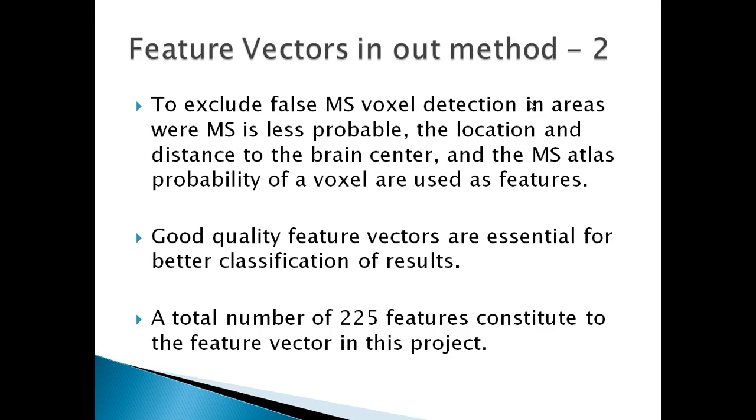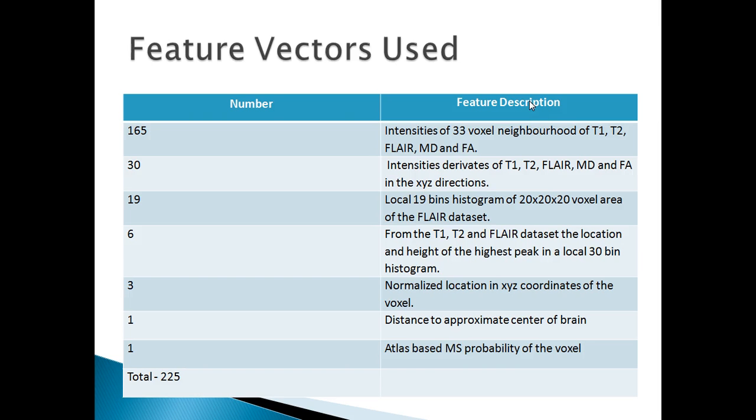We would like to exclude false MS voxel detection. So we use the MS atlas probability and the location distance to the brain center, and hence these two are used as features. As I already told you before, good quality feature vectors are essential for better classification of results. So we'll be using a total of 225 features that constitute the feature vector in this project. This clearly details the different features we use in the project.